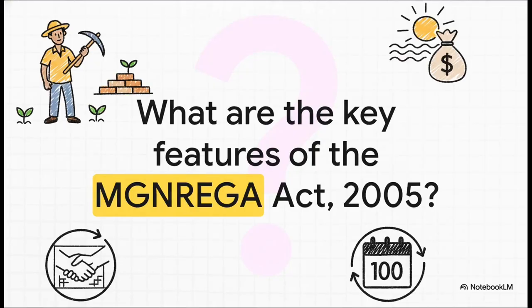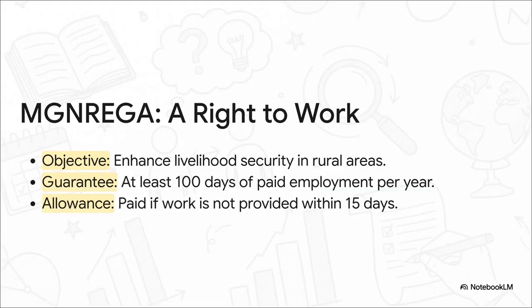Okay, now for a really important one. This question is about a social welfare program that has had a massive impact across India. So what are the key features of the MGNREGA Act? This is such a great example of how a government program can be a legal right, not just a handout. The whole point is livelihood security, and it does this by legally guaranteeing, that's the key word, at least 100 days of paid work to any rural household that needs it.